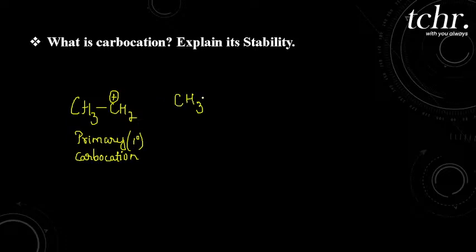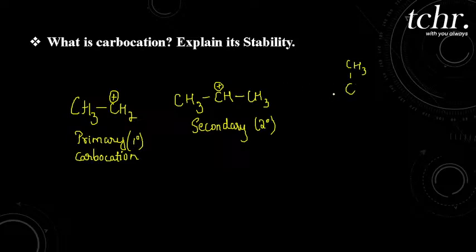So the definition you will write is that an atom or a group of atoms bearing a positive charge is known as carbocation. Now this is a secondary carbocation, where you can see that the carbon carrying the positive charge is further attached to two alkyl groups. And next I can write the tertiary carbocation in this way. The carbon here that is carrying the positive charge is further attached to three alkyl groups. So this is a tertiary carbocation, students.